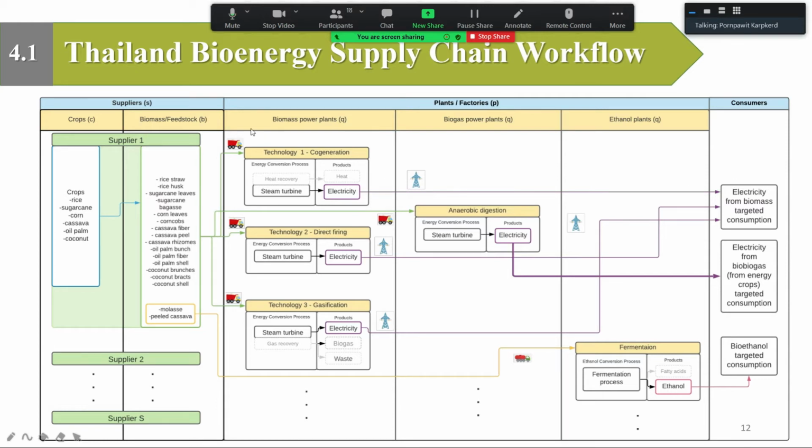In my case, I consider 17 types of biomass in total. For biomass power plants in Thailand, we use three different technologies to produce electricity. The first one is cogeneration, the second one is direct firing, or direct combustion, and the third one is gasification. For biogas power plants in Thailand, we use an anaerobic digestion process to produce biogas before feeding it into the boiler to produce electricity. For ethanol plants, we use a fermentation process. I have to mention that different technologies come with different energy efficiencies, which I will talk about in a later slide.